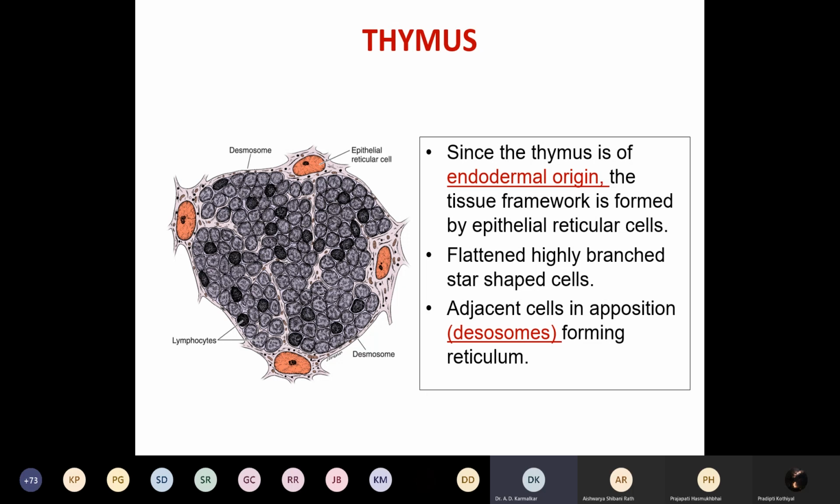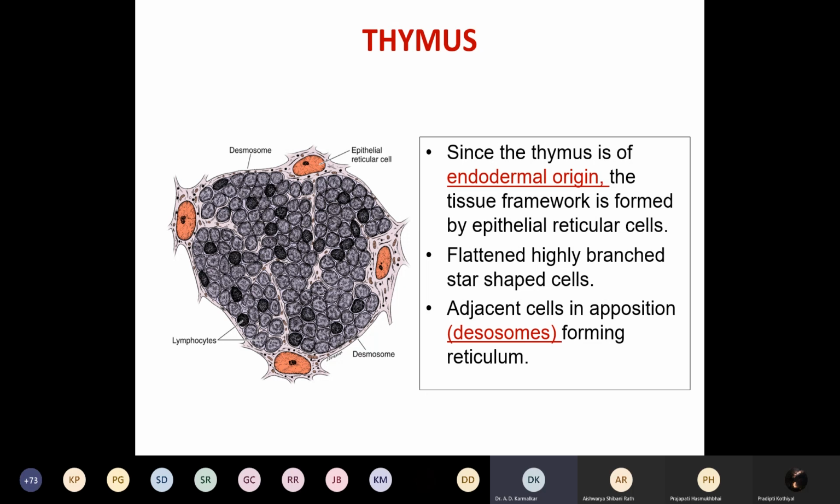Okay. Now, what is the structure of these epithelio-reticular cells? They are star shaped. If you see here, you can see there are desmosomes. The cell processes are attached by desmosomes, and these are epithelio-reticular cells. Okay, and they are connected with each other, and compartments are formed which are occupied by the T lymphocytes. Each cell is connected by its cell processes with a desmosome. So it is a flattened and highly branched star-shaped cell.